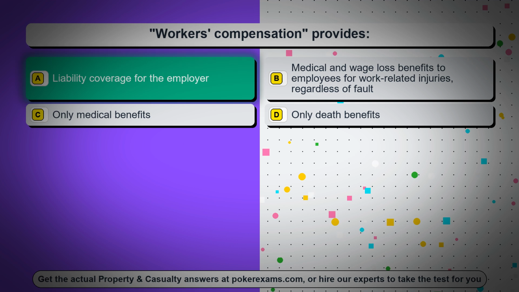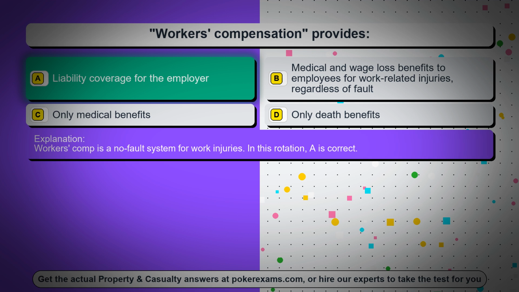The correct answer is option A, liability coverage for the employer. Workers' comp is a no-fault system for work injuries. In this rotation, A is correct.